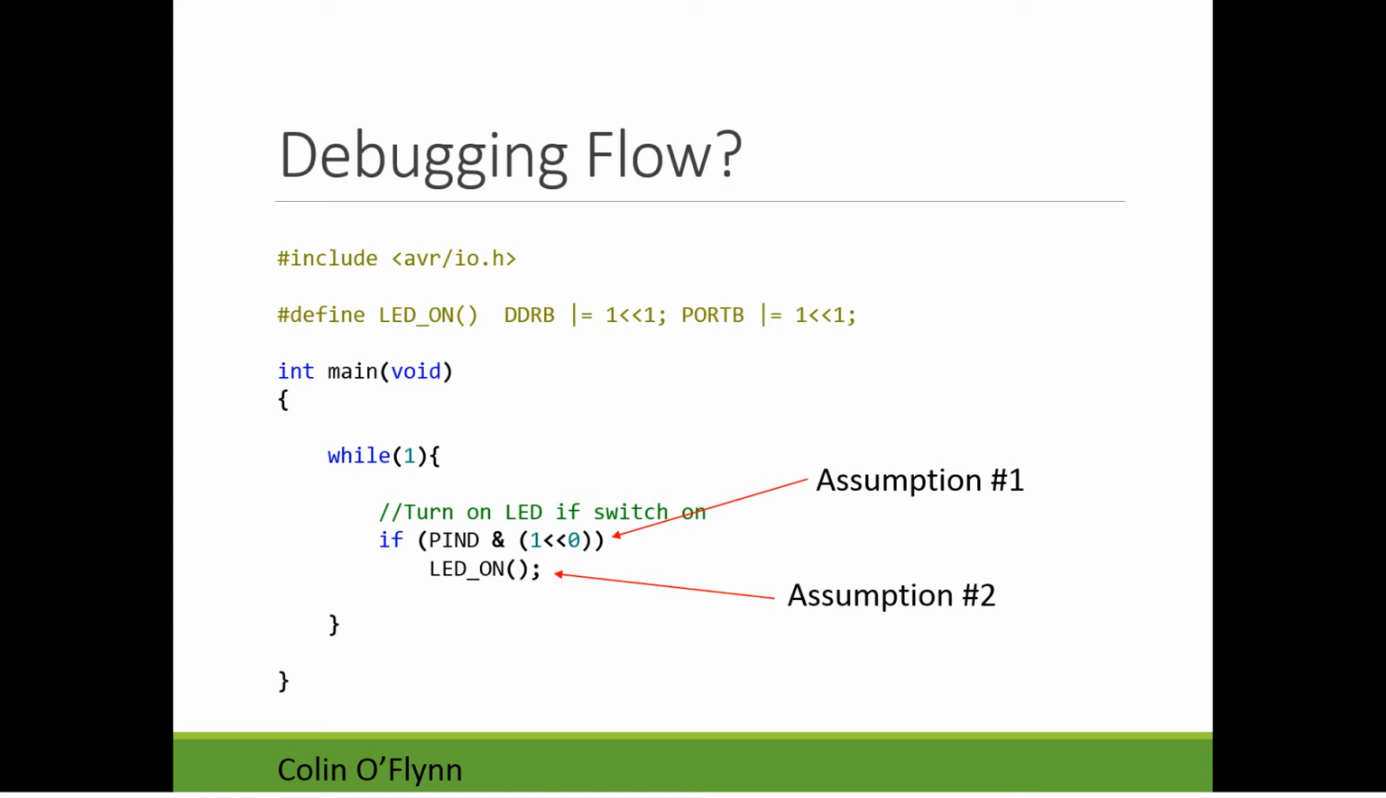Assumption number two is that the LED on macro turns the LED on. We're assuming that when I call that, it turns the LED on. There's sort of a third assumption, which is that this is only executed when that if statement occurs. That's more along the lines of the language, so you might get too far down the path there. But we have two assumptions we can fairly easily test right now.